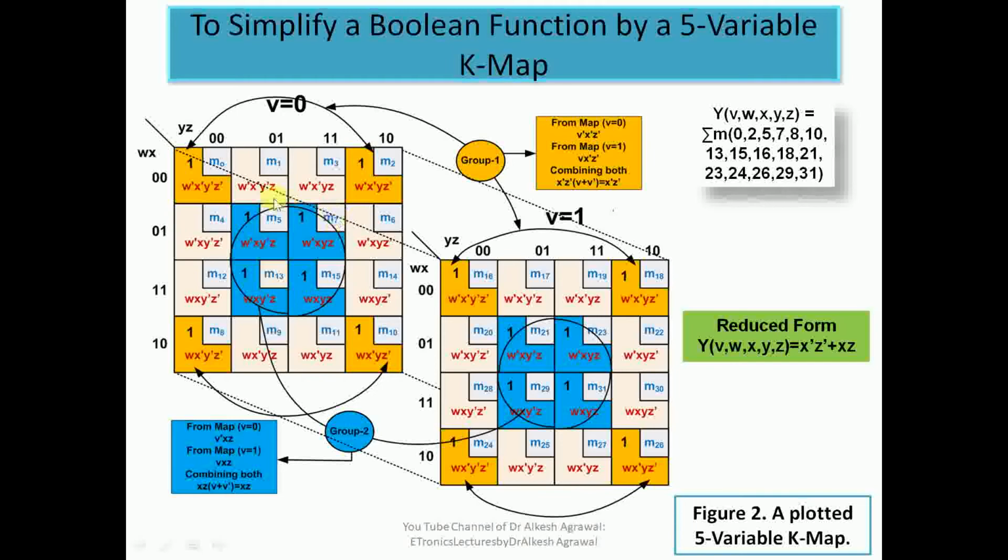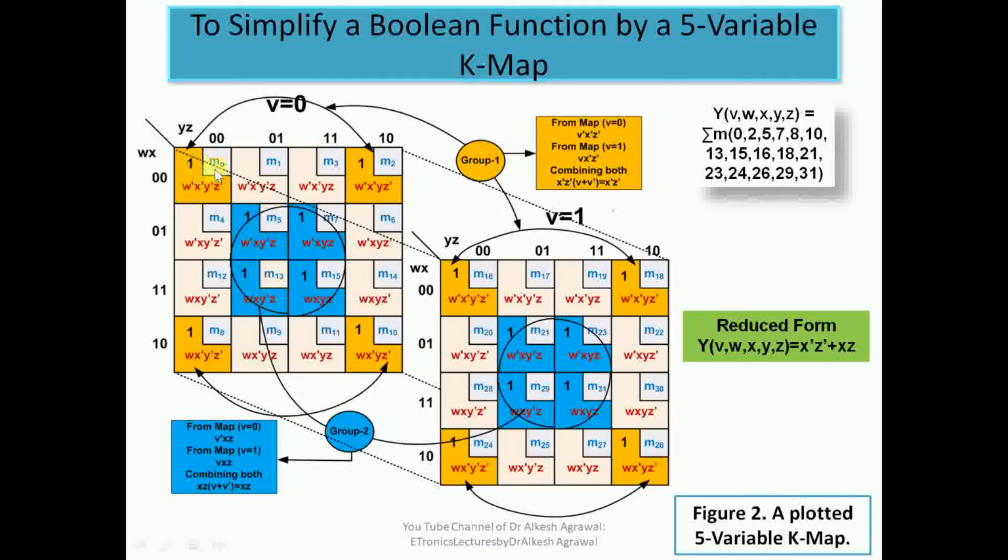Similarly, we have 4 minterms forming a group in the v equal to 0 map, and we have these 4 minterms in the v equal to 1 map grouped together. These positions are overlapping: m5 with m21, m7 with m23, m13 with m29, m15 with m31. So from these two maps we have a bigger group of 8 minterms, 4 in this map and 4 in the v equal to 1 map. Like this we have 2 groups, and both groups have minterms from both the maps.